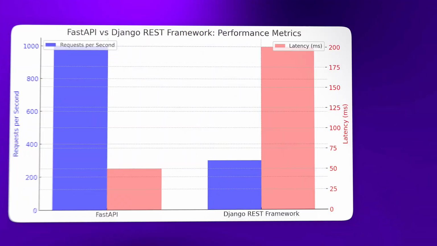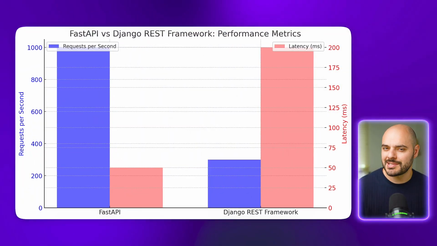I chose requests per second and latency as my primary metrics for comparison, as these are crucial indicators of overall API performance. After running the benchmark for a consistent period, I gathered the data and compiled it into a graph that you see here. Let's start with the requests per second.